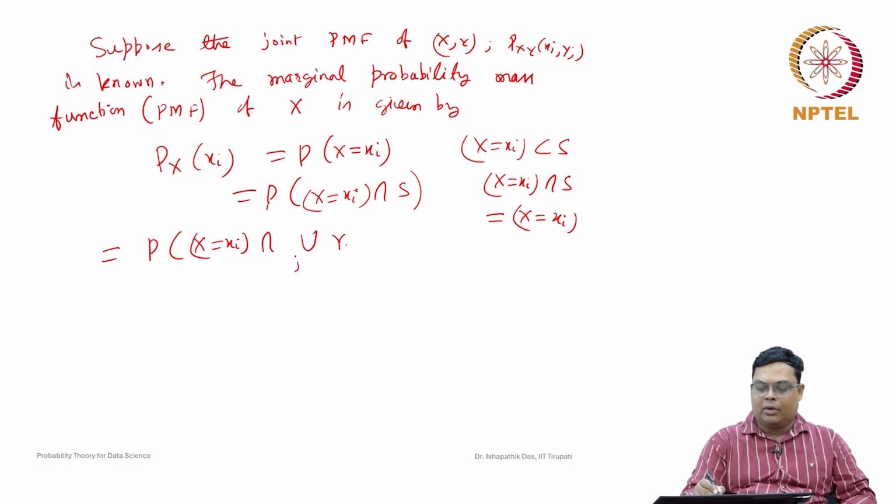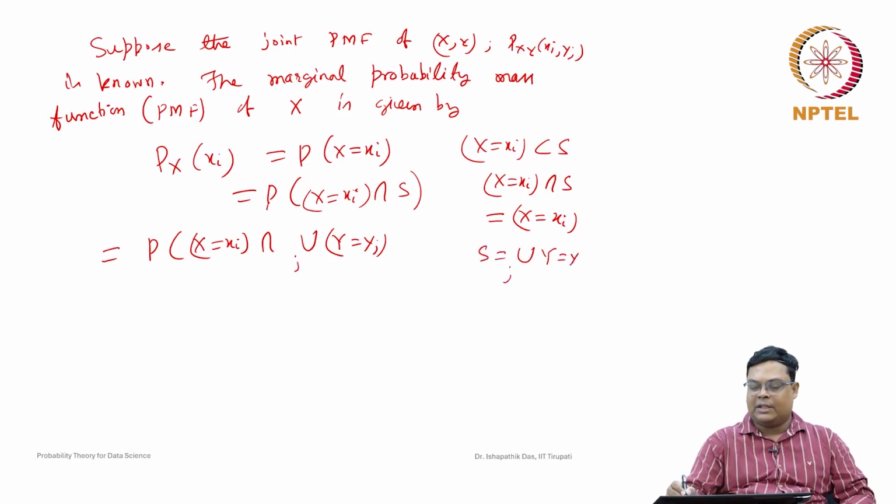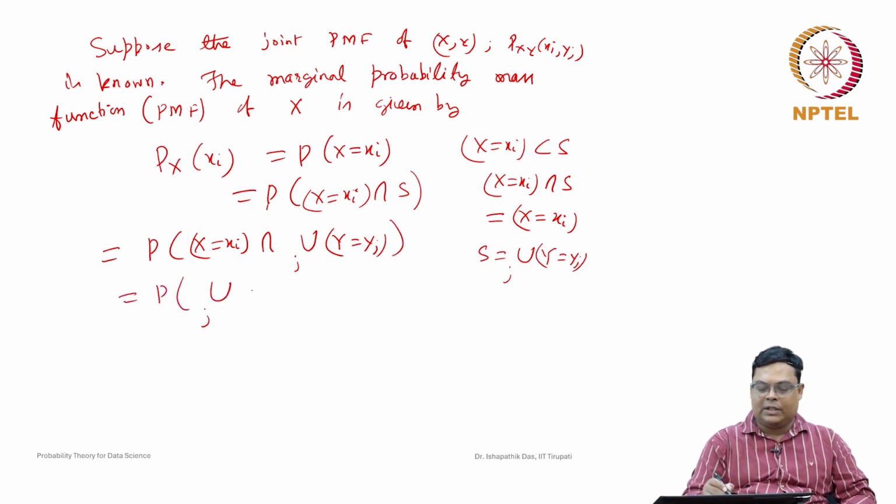Now, S can be represented as the union over all j of Y equal to y_j. If you consider Y a random variable taking values y_1, y_2, y_3 and so on, the union of all possible values Y can take is nothing but S. Now, using the distributive property, this is the union over all j of X equal to x_i intersection Y equal to y_j. Then we use axiom 3, because these are all disjoint, since y_1, y_2, y_3 are different.